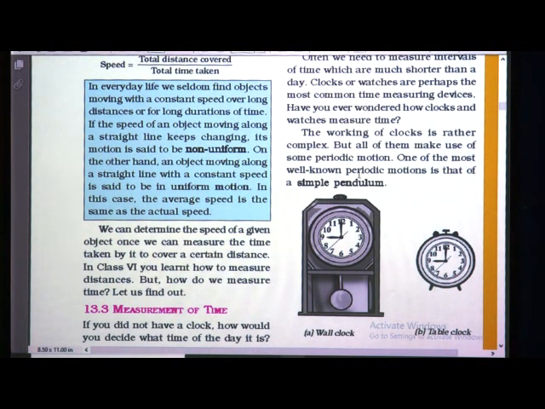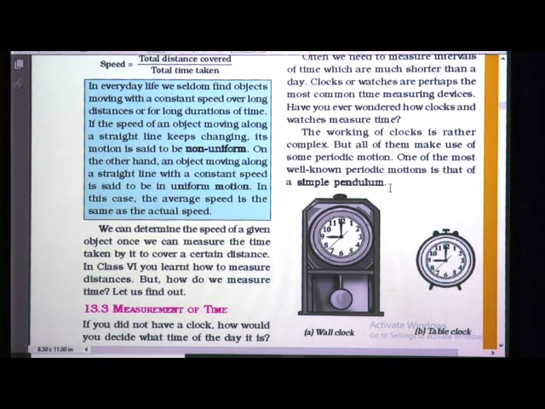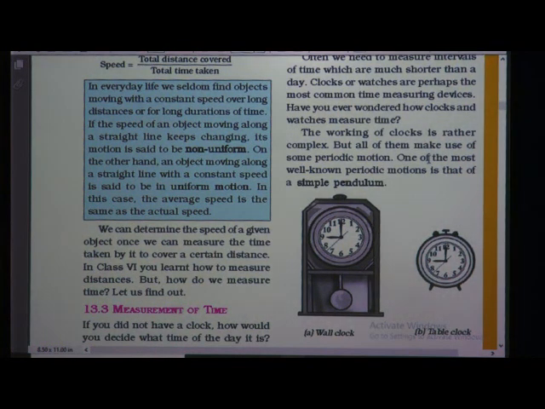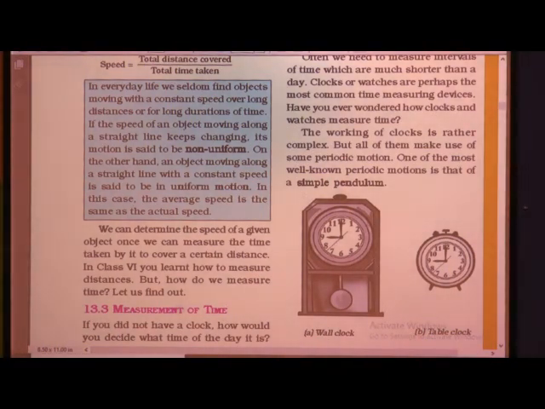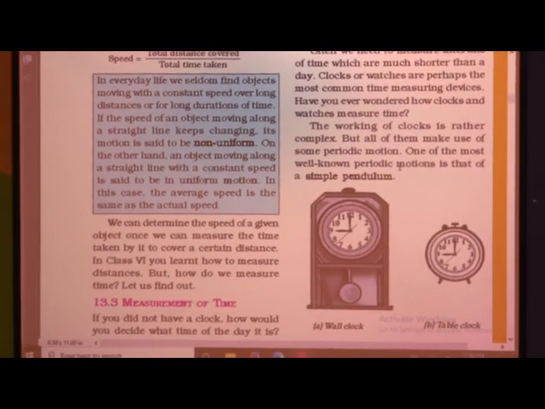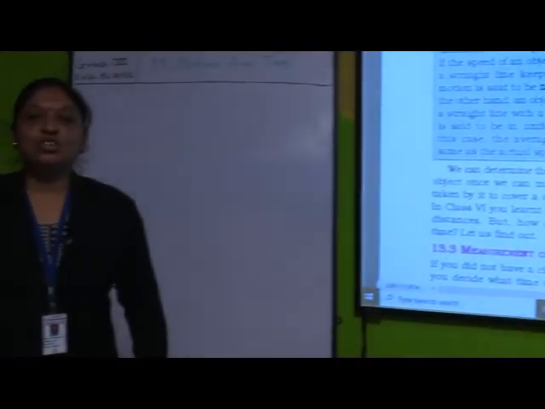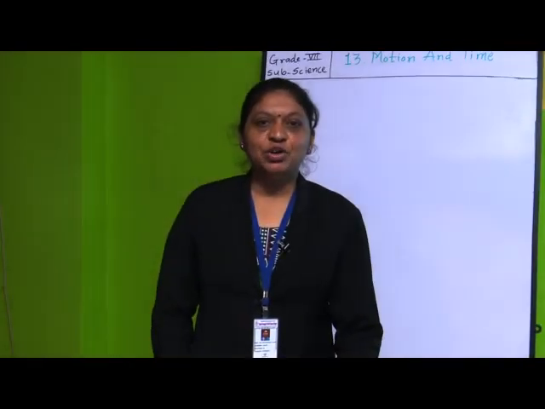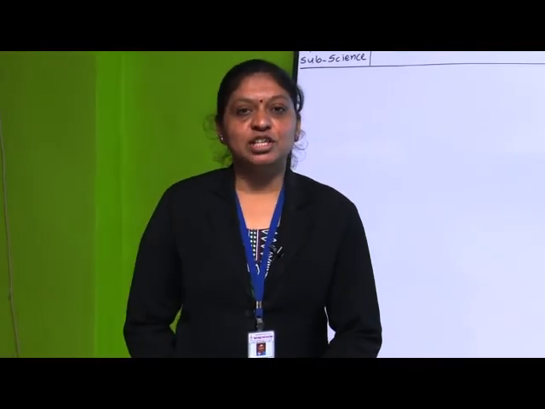One of the most well known periodic motions is that of a simple pendulum. So children, we will stop here. The simple pendulum is the motion used in a clock, but this concept we will discuss in our next session, because it will require more time.